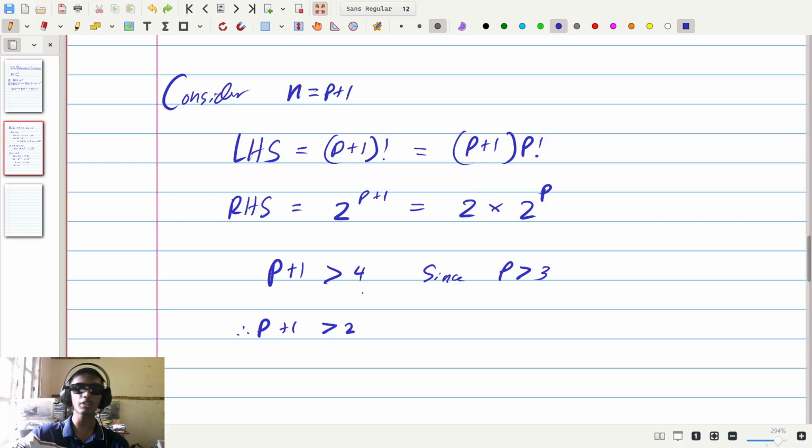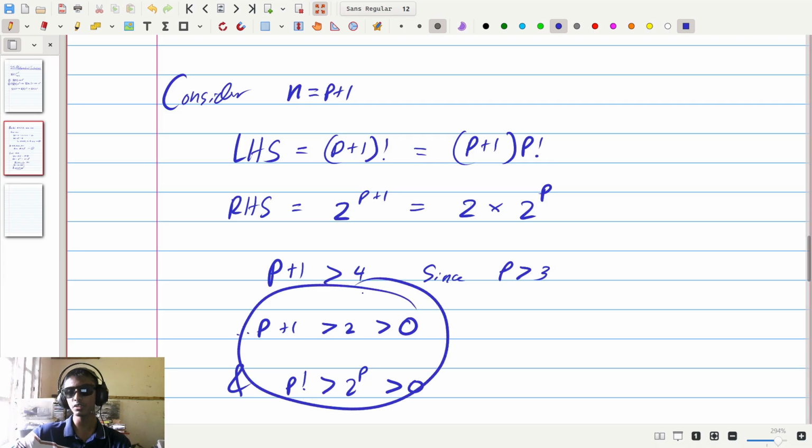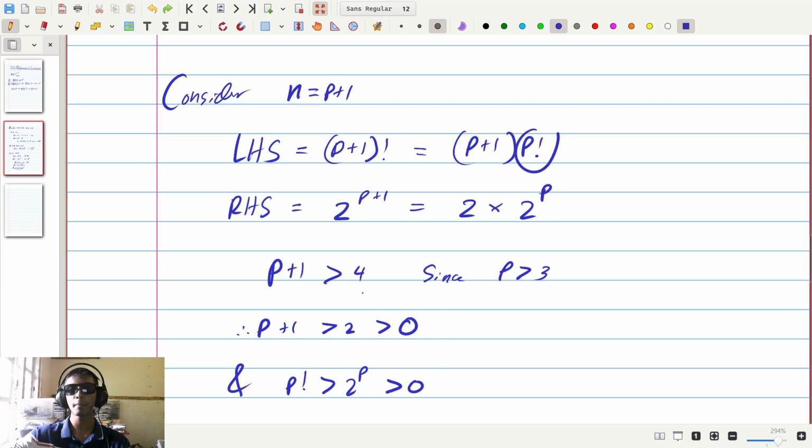From the previous result, we already know that p factorial is bigger than 2 to the power of p. We need to also establish that these are all positive numbers. We're going to say greater than 0 here. We're also going to say that p factorial is greater than 2 to the power of p, which is also greater than 0. The reason we need to do this is because if p factorial was a negative number, and p plus 1 was a negative number, and 2 to the power of p was a negative number, and 2 was a negative number, it's not true, but we'll just assume that's the case.